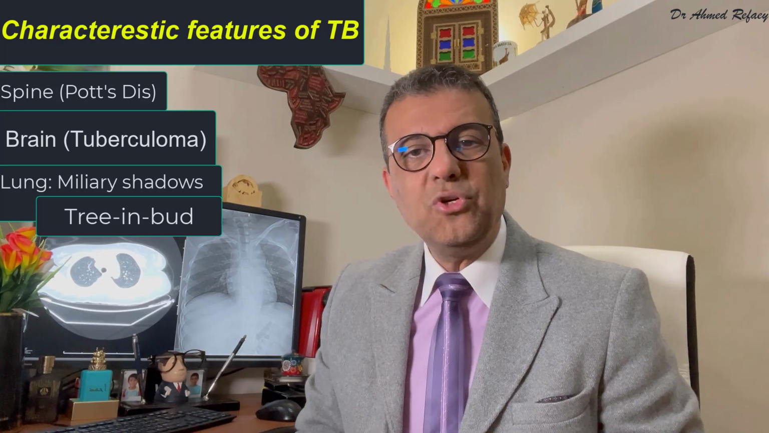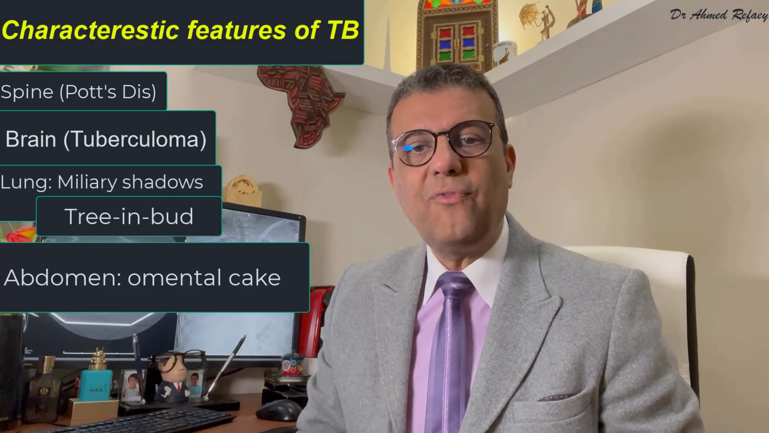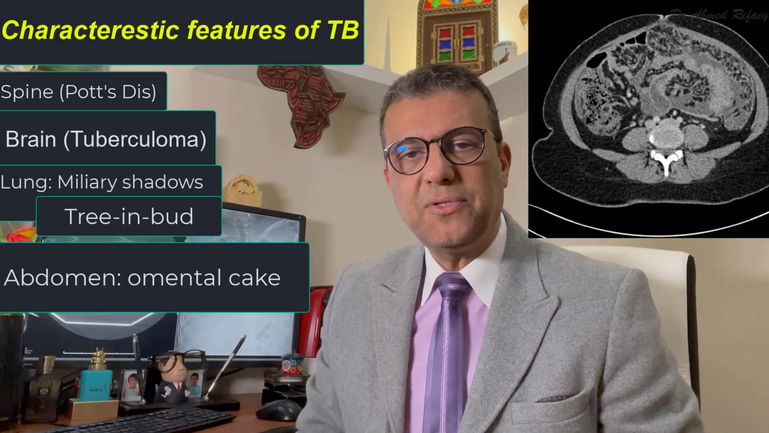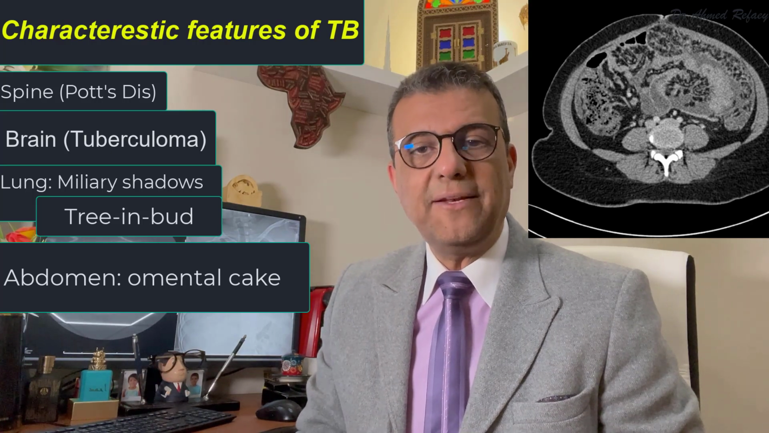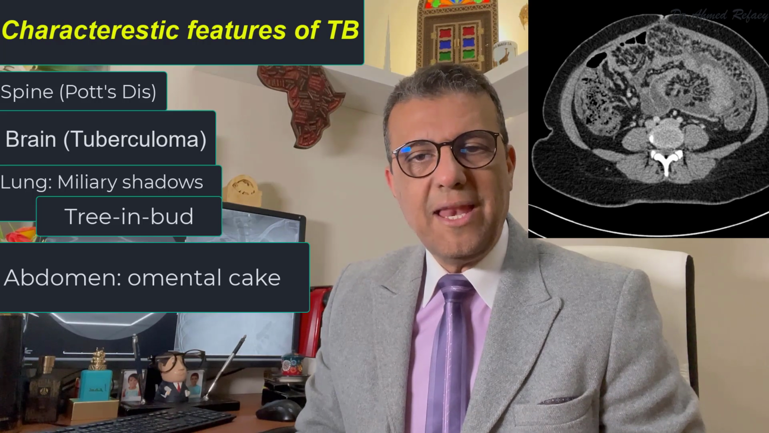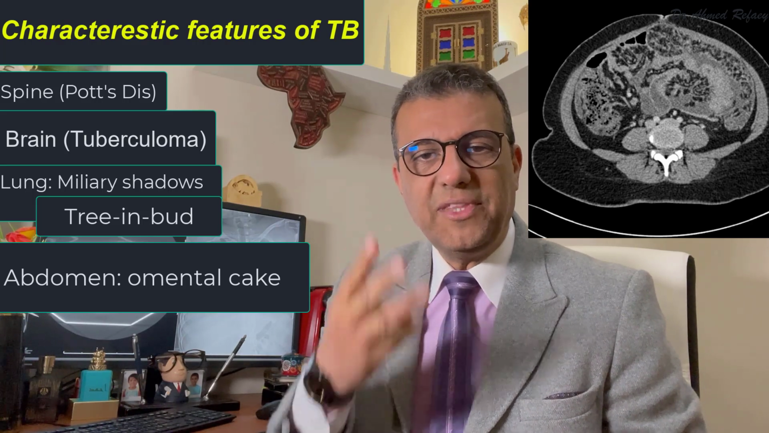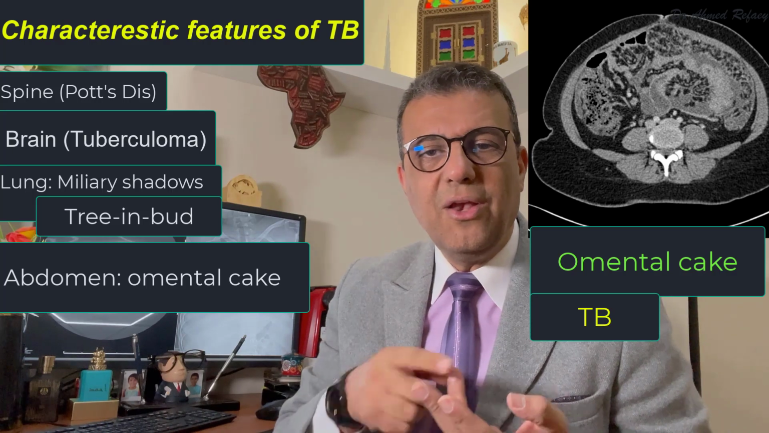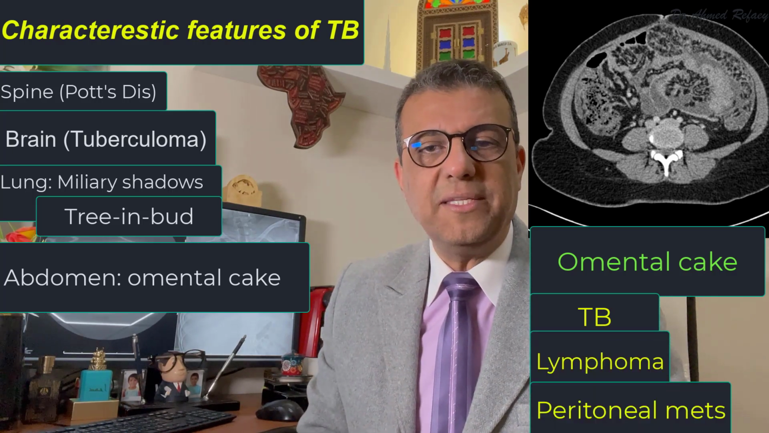In the abdomen, tuberculosis can give the appearance of omental cake, which refers to infiltration of the omental fat by material of soft tissue density. Omental cake limits the differential diagnosis to 3 diseases: tuberculosis, lymphoma, as well as peritoneal deposits.